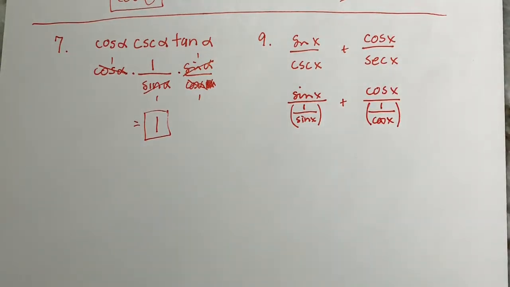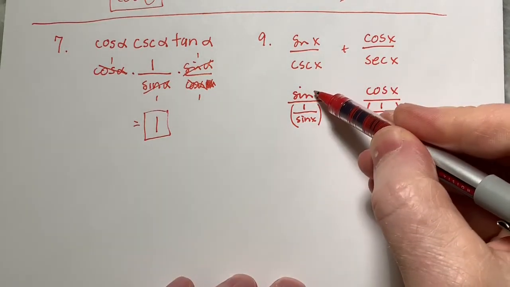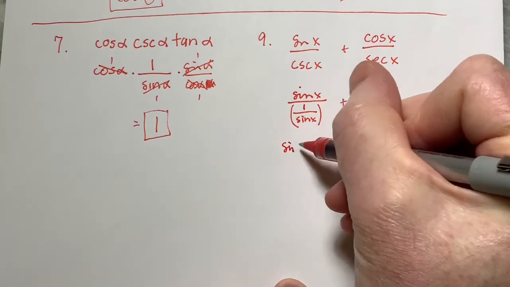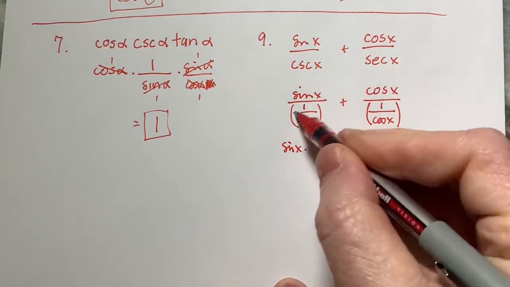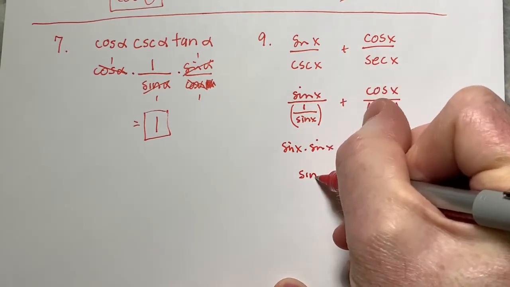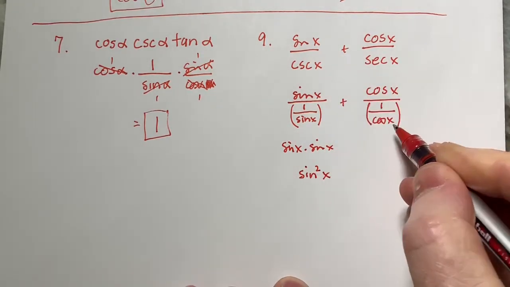Now, what I'm trying to get you to see here is, what would you do to take this and divide by a fraction? Well, you would take the top part and multiply by the reciprocal of that, which is just a regular sine. And what are you left with? Sine squared of x. Same thing here. What would you do?